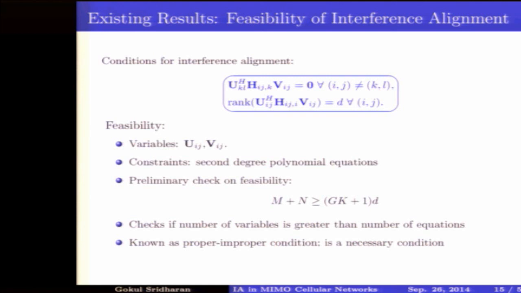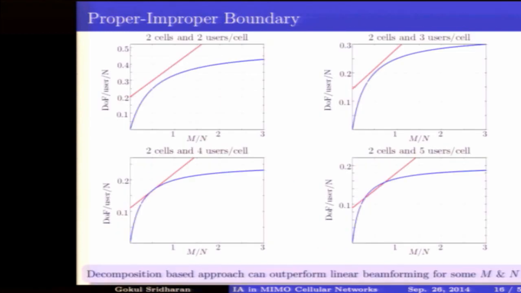So if you were to sum all the variables in here and count the number of equations here, you end up with an equation of this form. That becomes a necessary condition for linear beamforming, right? It says M plus N, the total number of antennas, must exceed (GK plus 1) times T. This is known to be a necessary condition.